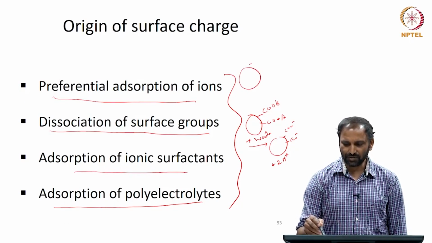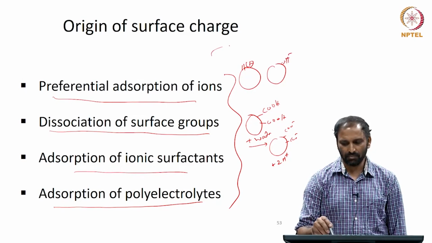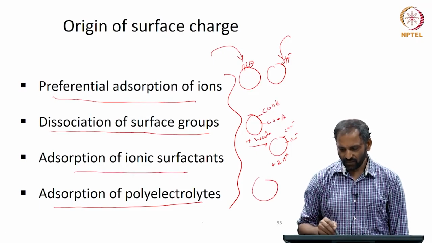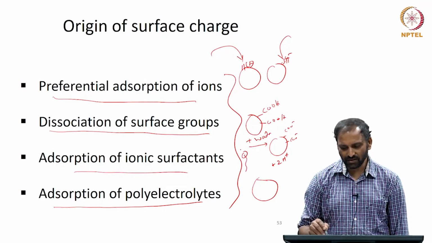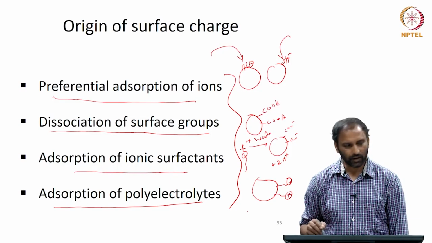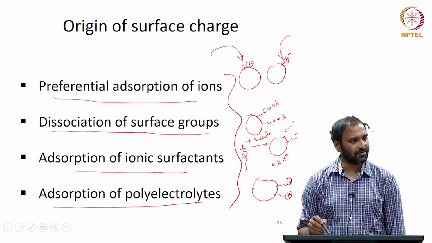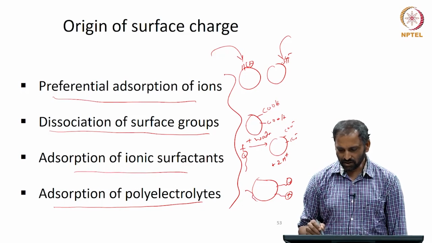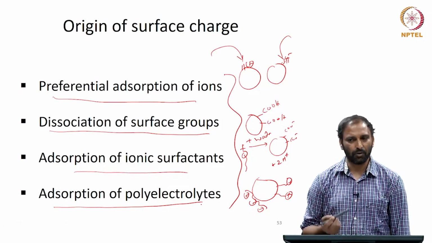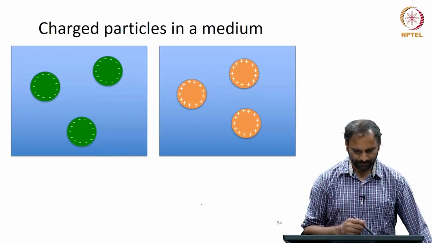Similarly, we looked at adsorption of H plus ions or OH minus ions, which can make a particle either positively or negatively charged. Similarly, I could have a particle, and if I add a charged surfactant, it could sit on the particle surface, and I could acquire a positive or a negative charge depending upon whether you are working with a cationic or an anionic surfactant. Similarly, a charged polymer can also sit on the particle surface and make the surface either positively or negatively charged. We have discussed this already earlier, so I am just trying to quickly recap.